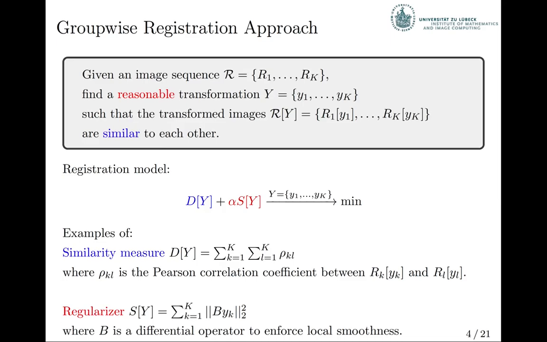The similarity measure measures the similarity between the images, and in this work we are using the Pearson correlation coefficient. The regularizer incorporates the prior knowledge about the deformation field. For example, in order to enforce local smoothness, one can penalize the first order or second order derivative of the transformation field.